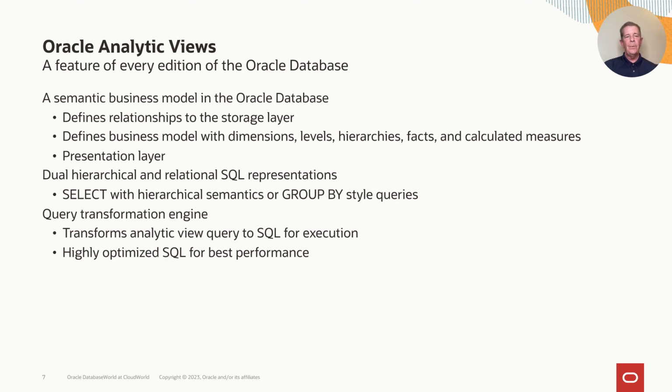Now for query, you actually have a choice. It has a dual hierarchical and relational representation. And what I mean by that is that if you want to query the analytic view as a hierarchical object with hierarchical semantics, there's a view that presents the data in that way. If you want to query it with group by style semantics, then you can do that also. So it's your choice. I'm going to make a prediction, however, and that is that you are going to love the view that presents with hierarchical semantics, and you're going to see why coming up in a few minutes.